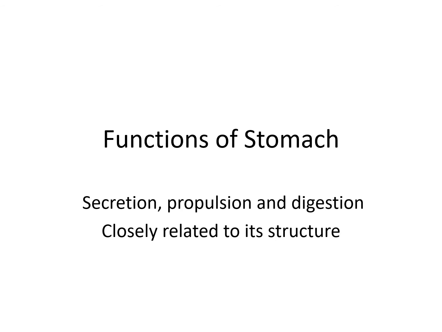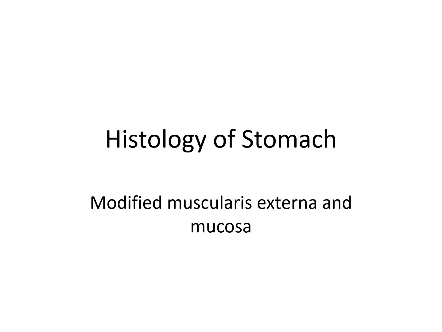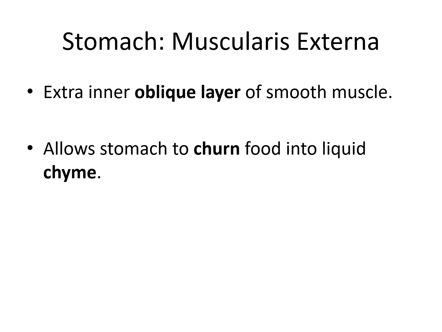Now, the stomach has many functions. We can divide them into three basic parts: secretion, propulsion, and digestion. And we will see that the stomach's structure is closely related to its function. So what's different about the histology of the stomach? Well, it has a modified muscularis externa and mucosa, because it has an extra inner oblique layer of smooth muscle. So it has a third layer of smooth muscle. In addition to the circular and longitudinal, it has an oblique layer.